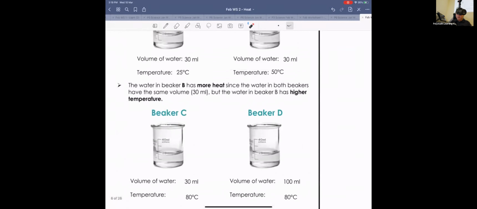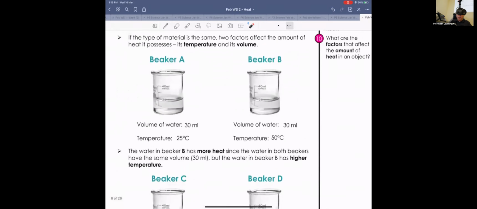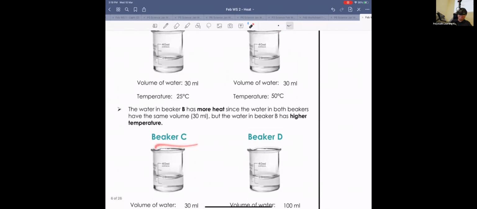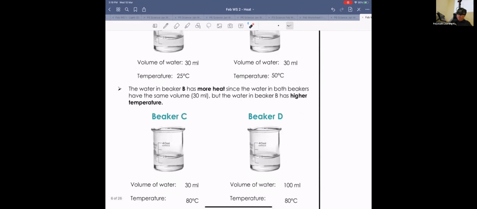So which one has the least amount of heat? Beaker A, because it has the lowest volume and lowest temperature. Okay, can you compare beaker B with beaker C? Cannot, because the volume here is the same.